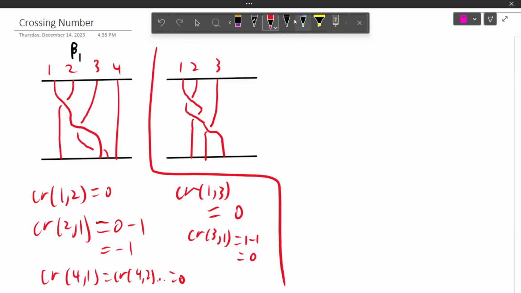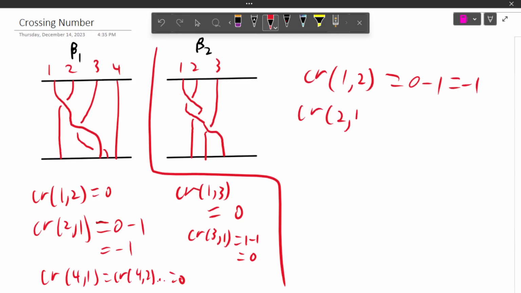If we look at the second braid over here, beta 2, we can also do this calculation. The crossing number between 1 and 2, notice that string 1 crosses under string 2 from the right. It occurs over here exactly once. So our crossing number is 0 minus 1, or -1.